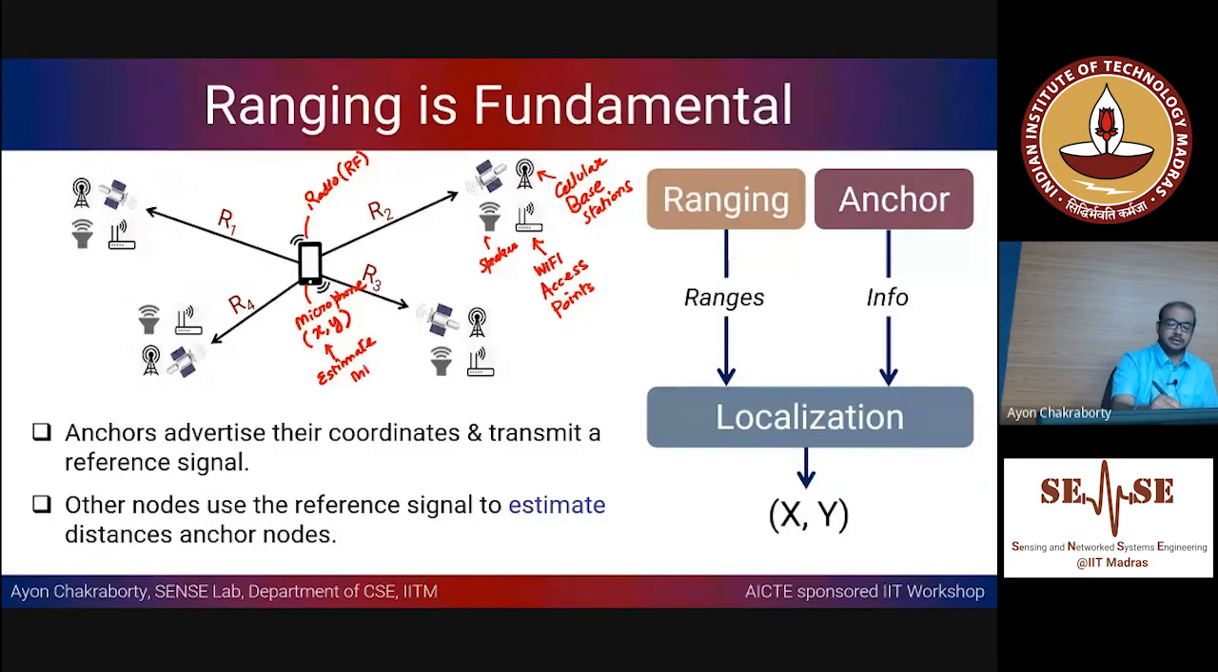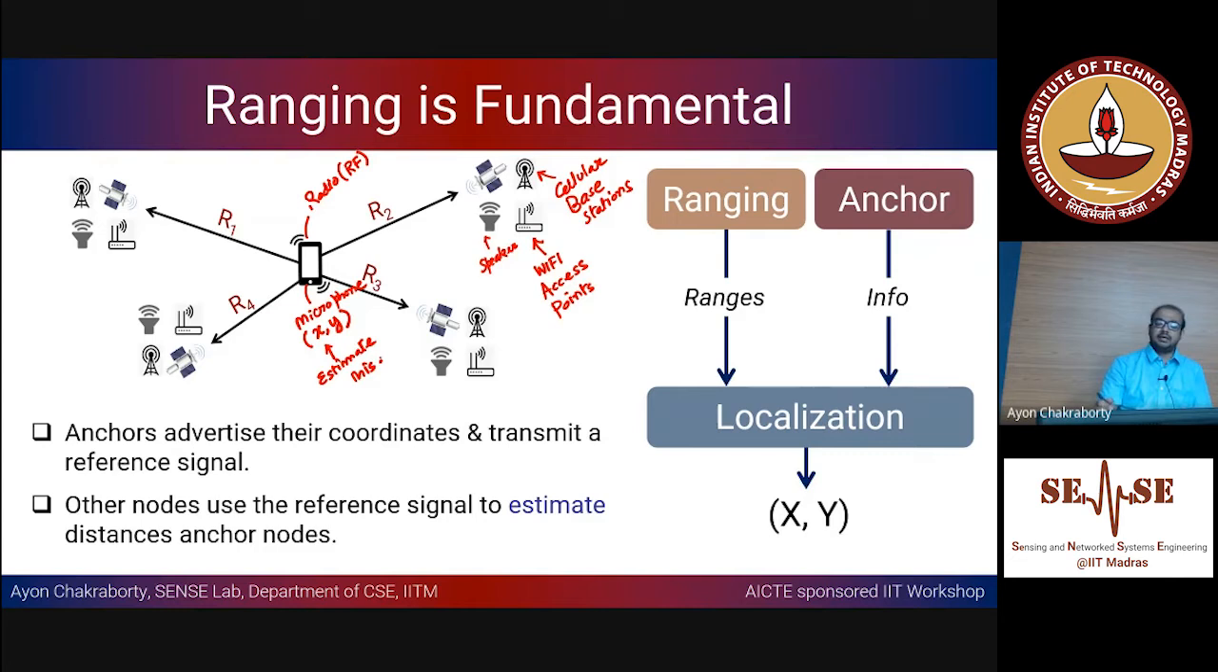And what are the inputs to this problem? The inputs to this problem I have shown on the right hand side. There are two fundamental things that are required. So one is ranging. Ranging is the process in which you obtain the distance between the anchor and the device.